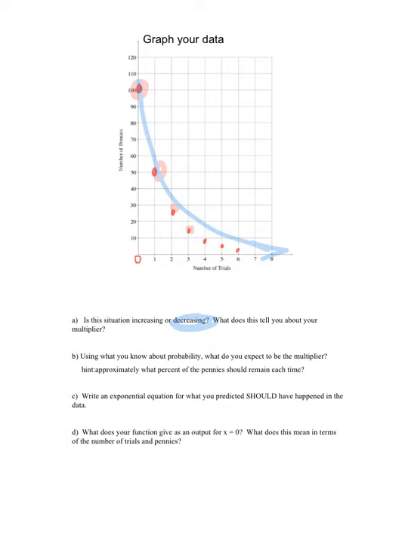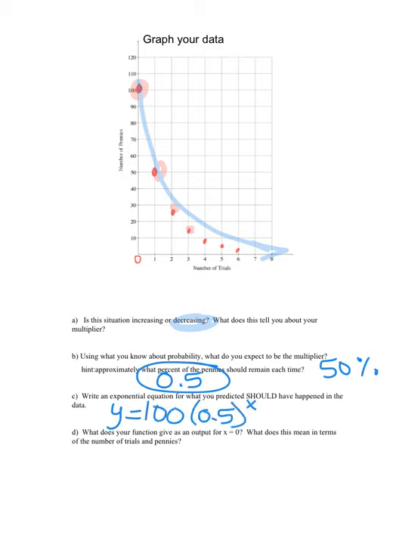Using what you know about probability, what do you expect to be the multiplier? Well, when you're flipping coins, there's a 50-50 chance of getting heads or tails. That's 50%. So if we write 50% as a decimal or a multiplier, that's 0.5. Half of the coins should come up heads and half should come up tails. Write the exponential equation, so we just have y equals. We started with 100 pennies, and our multiplier is half, or 50% each time, so y equals 100 times 0.5 to the x.